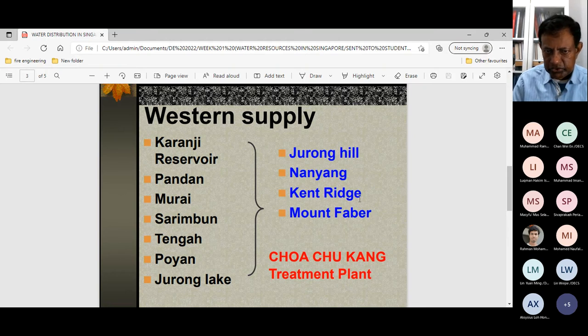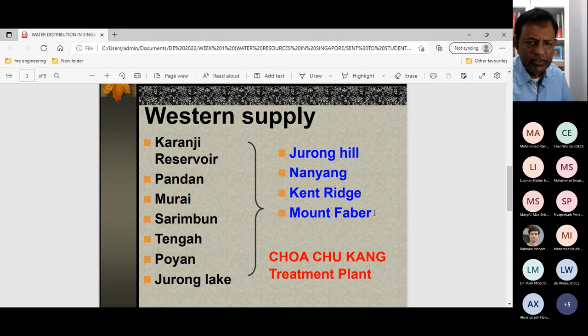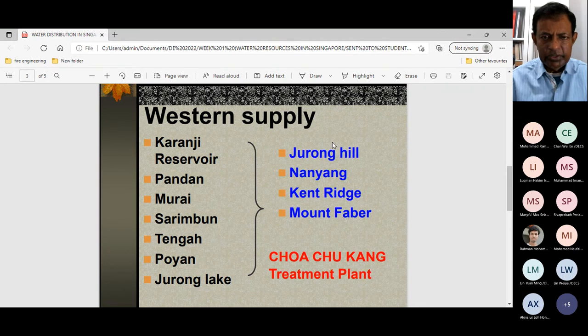Nanyang, Kenridge, or actually Ngee Ann Poly, gets the water from Kenridge service reservoir. In addition to that, from Mount Faber, which also has a very high elevated reservoir tank, which we call service reservoirs. The service reservoirs will be filled with the treated water, and from the service reservoirs, the transmission lines will be taking the water to the doorstep. So this is your western supply.